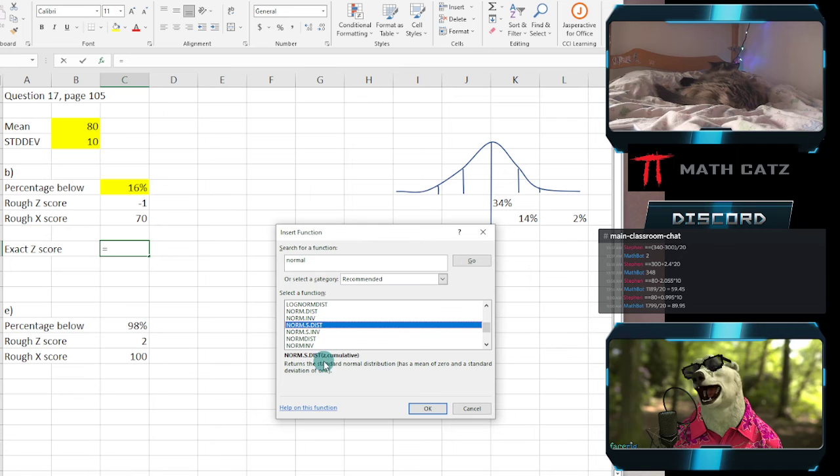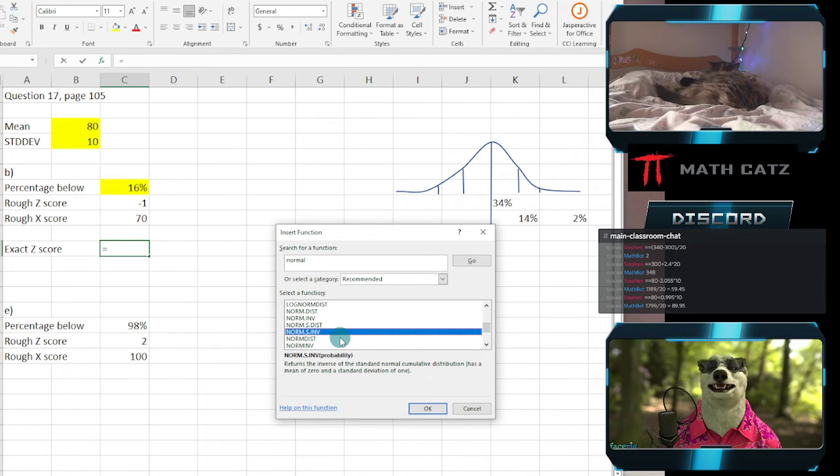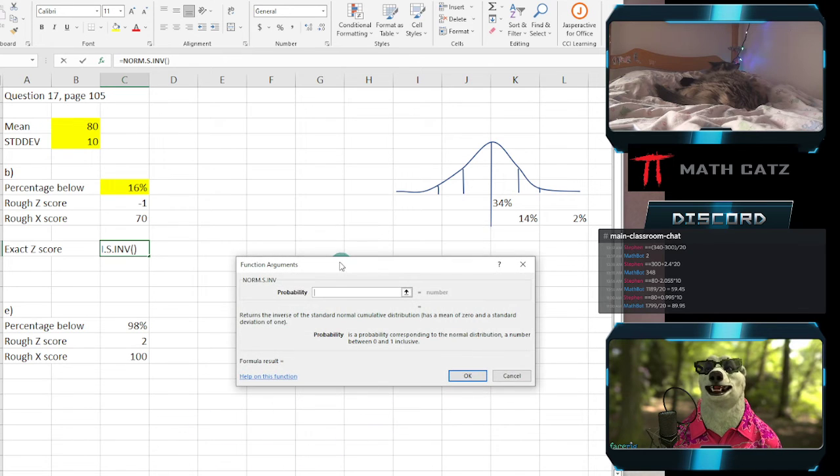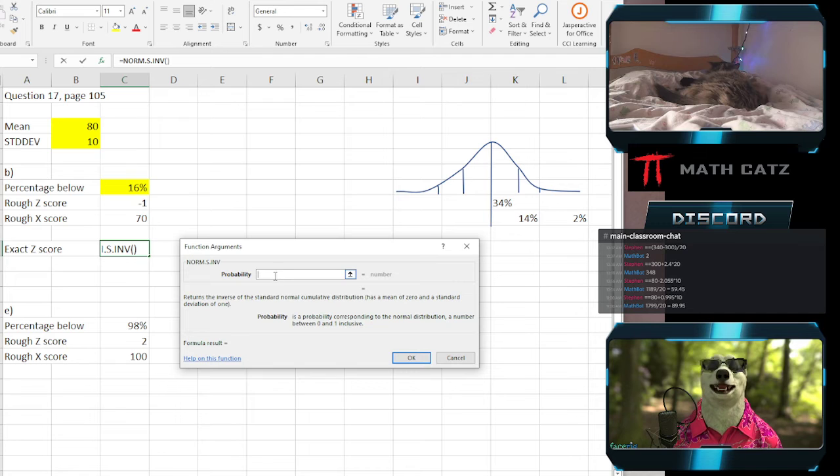Okay, so this one is where I'm given a z-score and I want to find the percentage below. That's not the case. The inverse is the flipped around version, the reverse. So I'm given a probability, and it returns the inverse of the standard normal cumulative distribution, so everything below. That's what I want. So we are guided by just the probability. Now I can put in the probability or I can reference that.